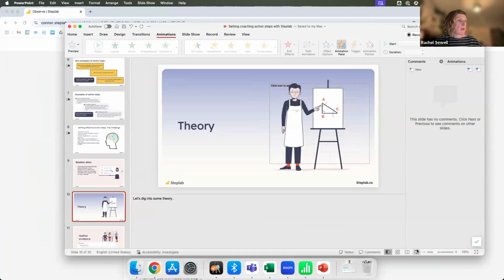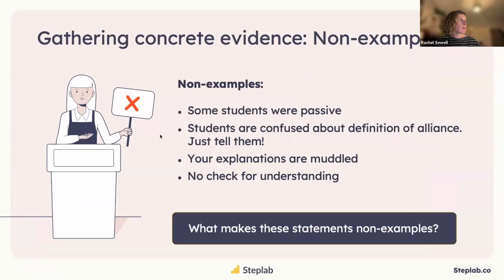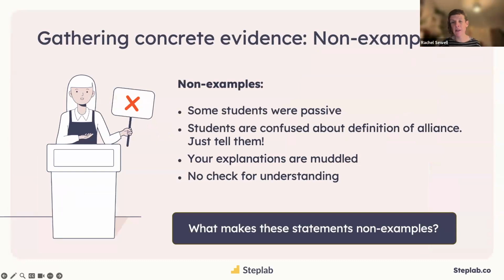So we're going to start then with a non-example again. If we've said then that when I go and I gather evidence and I'm populating this box, concrete evidence about learning, or I'm taking a video, why might it be problematic for me to make notes in this box that look like this? Let's hear some ideas. Why might this be problematic?